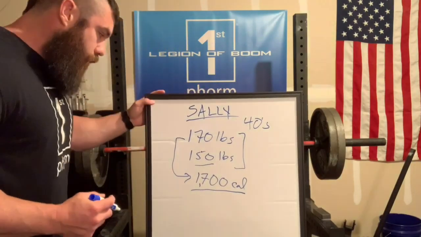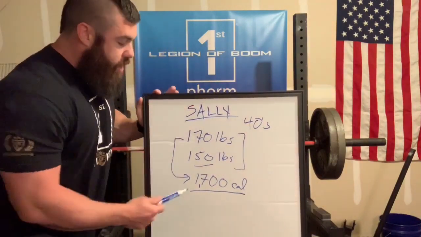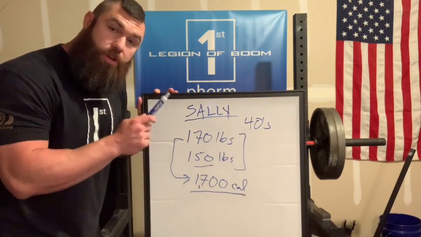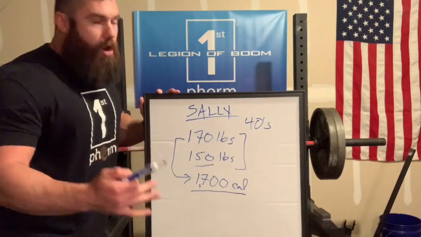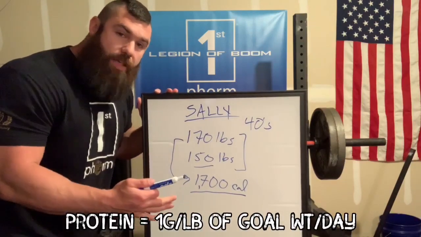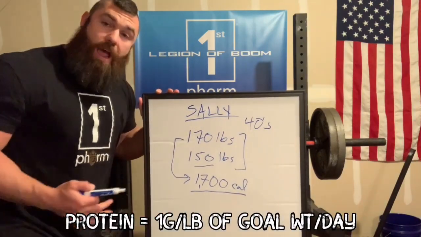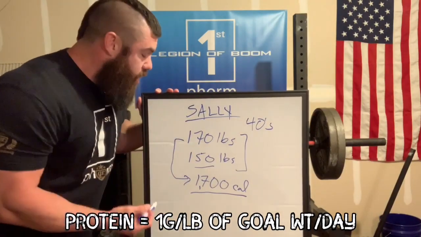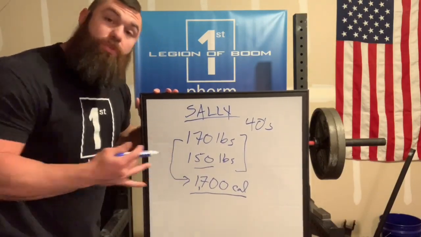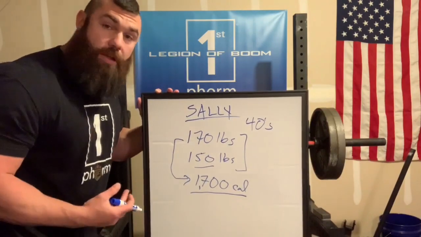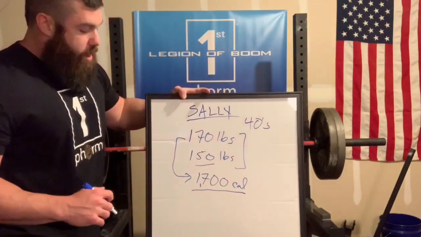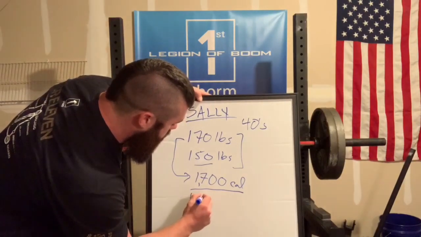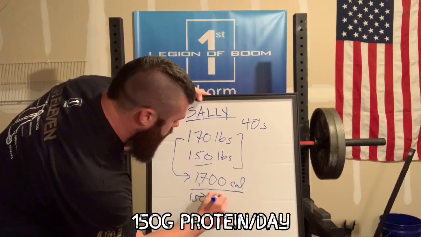Now, we know that we need to be targeting about a gram per pound of goal weight, or more specifically, lean body mass, when it comes to protein. Now, most people don't have access to a DEXA scanner to figure out their actual lean body mass. So we'll use goal weight because it's a pretty good approximation. And we'll shoot for 150 grams of protein for Sally.